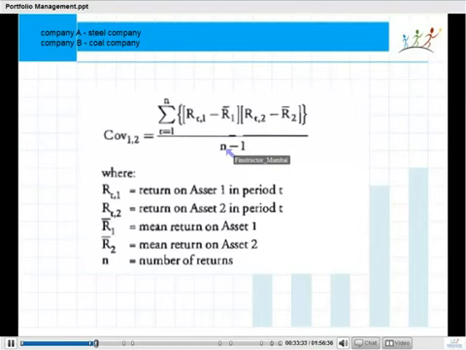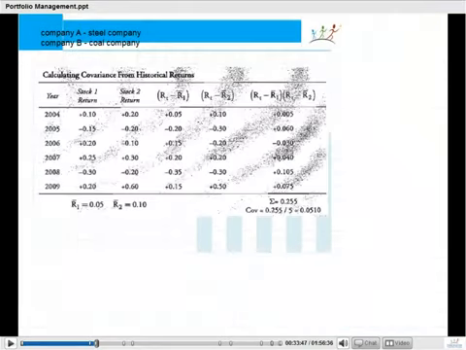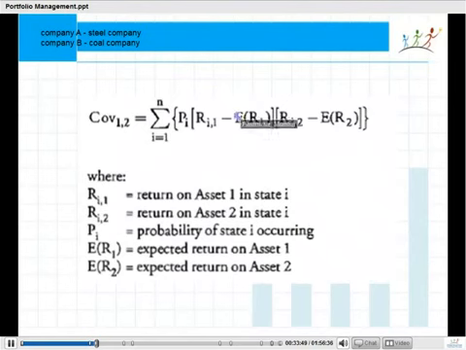If the covariance comes out to be positive, then I will say that my variables move together. If the covariance comes out to be negative, then I can say that the variables seem to be moving in opposite directions. If the probabilities are given, then I will multiply by the probability to compute the average. If the probabilities are not given, then I simply divide by n or divide by n minus 1 to compute the average.